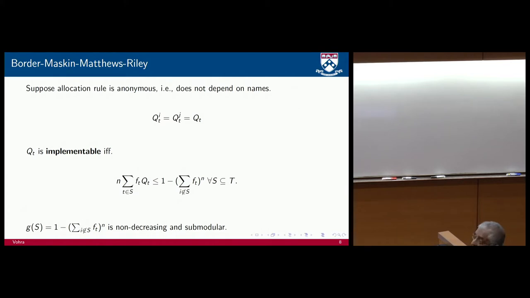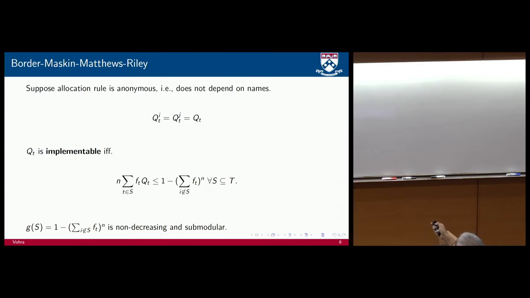Well, let me tell you what the answer is. Then I'll explain how anyone even arrived at this, or how you might arrive at this answer. I'm going to look at the case where the allocation rule is anonymous, in other words, doesn't depend on the name of the agents.